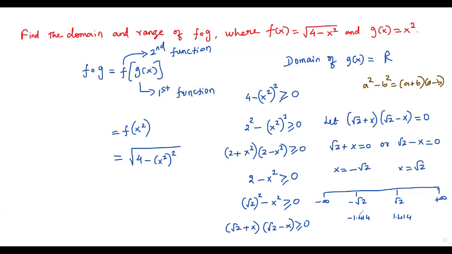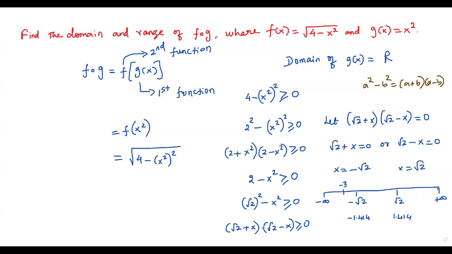Okay, now the real number line can be split up into three parts, so three intervals. This is the first interval, this is the second interval, and this is the third interval. Now let me verify the first interval with the inequality we have over here. Let's take a random value in the first interval. Since the value of negative square root of 2 is negative 1.414, a value can be taken as negative 3 or negative 2, something like that.